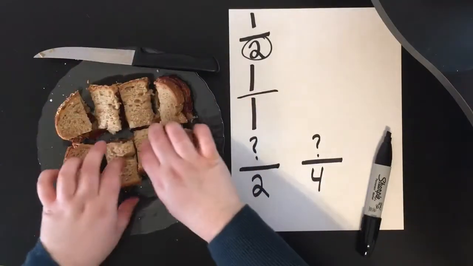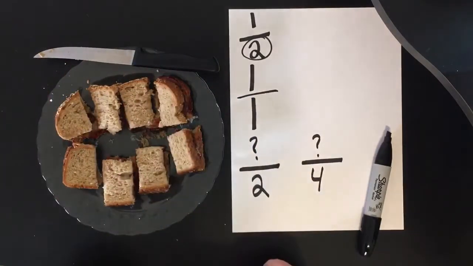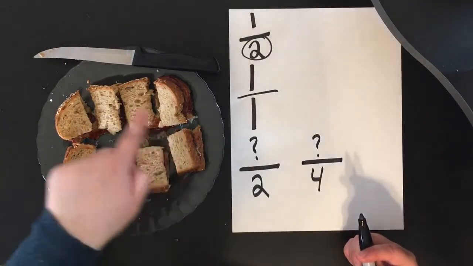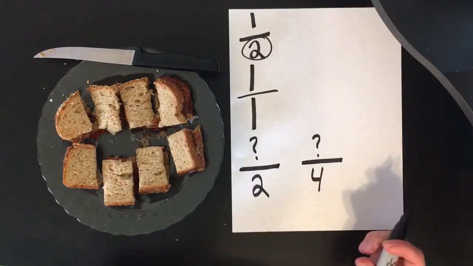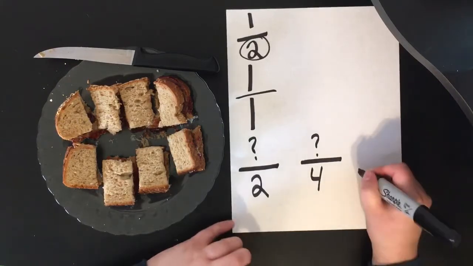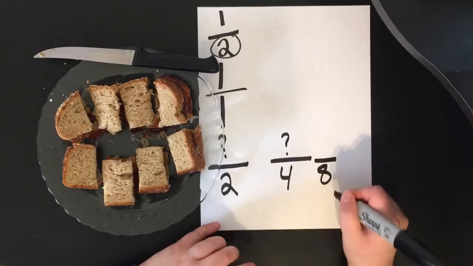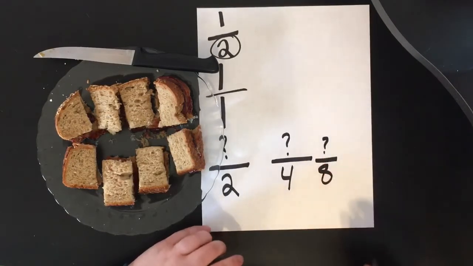Now, if this is our new fraction, what are we going to put as the denominator? Well, remember, we have to count the pieces. So how many are there? Yeah, there's 8. Good job. All right, so our denominator would be an 8. Don't worry about it up here.